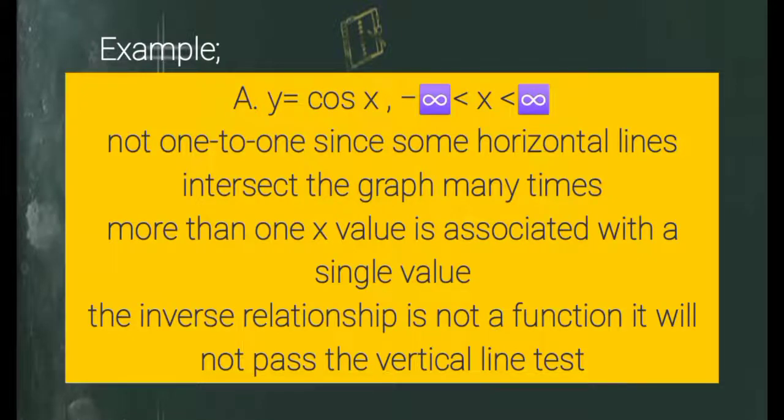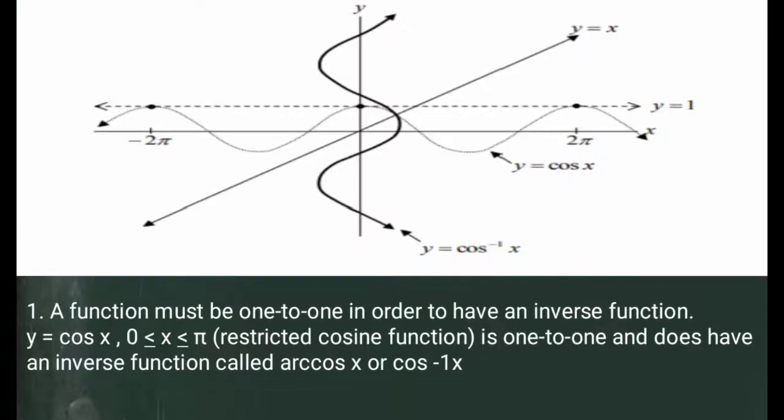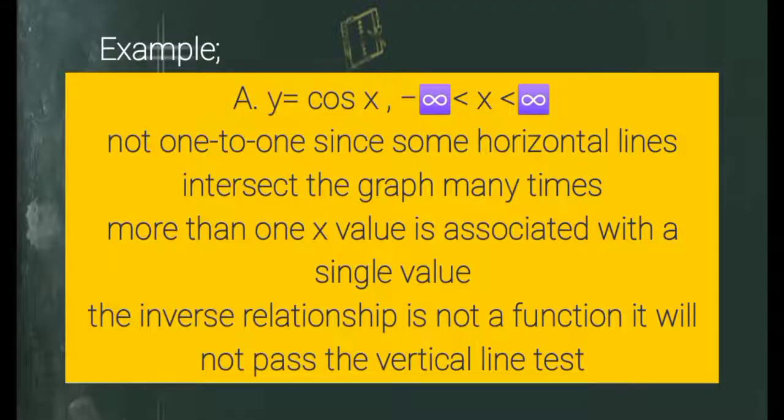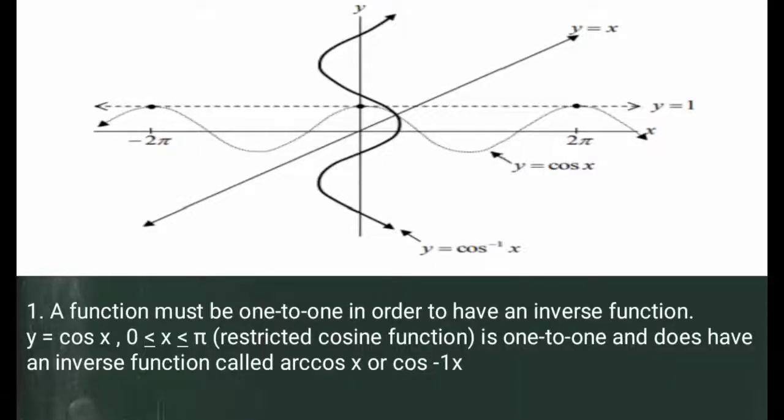So for example, y equals cosine x, where x is between negative infinity and infinity. This is not a one-to-one function. As you can see in the figure, since the horizontal lines intersect the graph many times, there is more than one x value associated with a single y value, so the inverse relationship is not a function. It will not pass the horizontal line test.